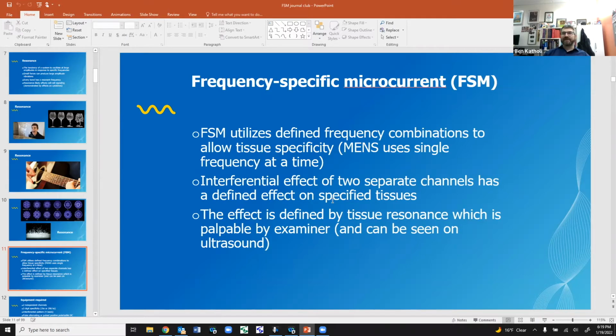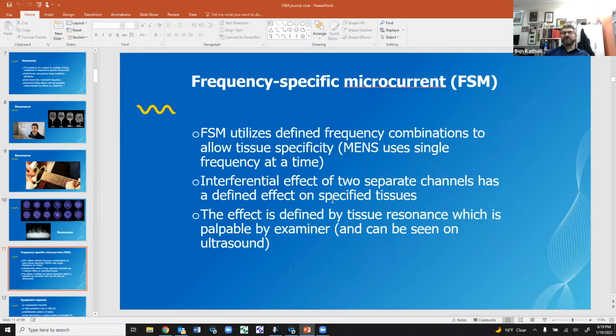And what this means is that instead of a single frequency, these devices will provide two separate combined frequencies, meaning that you have the ability to treat a tissue and a condition, and it makes it specific to the patient and the condition rather than just treating a nerve specifically, for instance.